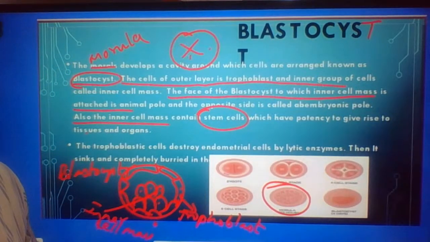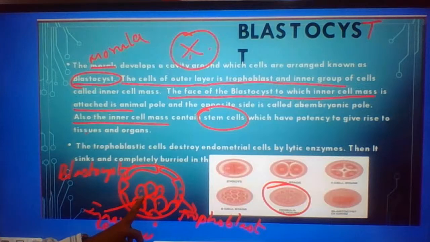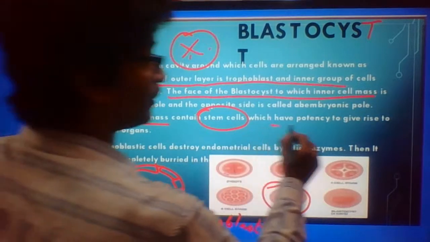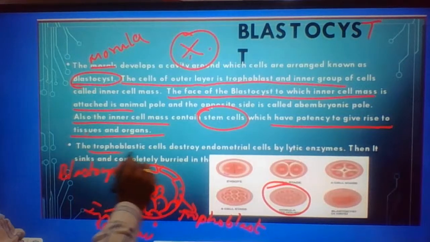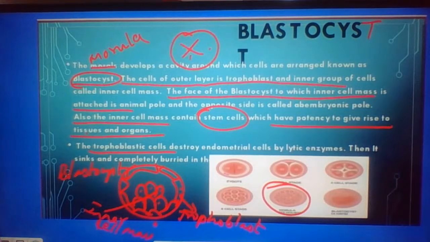இதுதான் later partல என்னவா கன்வெர்ட் ஆகும் அப்படின்னு கேட்டிங்கன்னா this will be converted to germ layers. Ectoderm ஆவோ, mesoderm, endoderm அப்படின்றது tissue ஆவோ organ ஆவோ form ஆகும். Division of labor வந்து இங்க இருந்து தான் ஸ்டார்ட் ஆகும், right? So which have the potency to give rise to tissues and the organs. Then the trophoblast cells destroy endometrial cells by lytic enzyme.